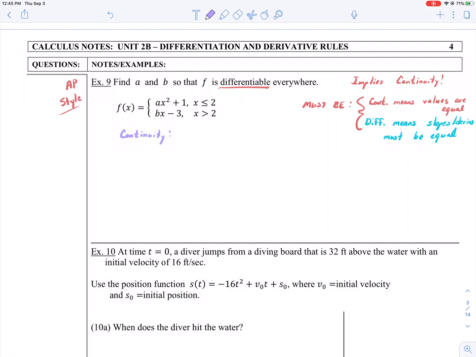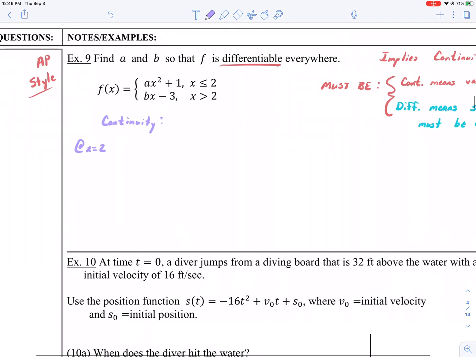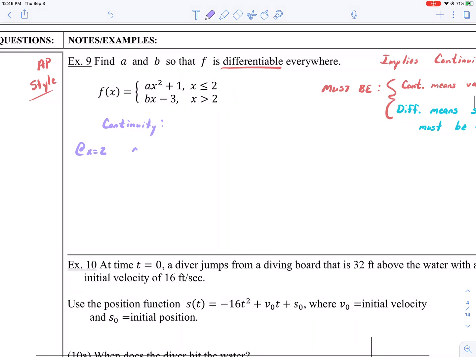Continuity. I'm worried about what's happening at x equals 2, because this is continuous by itself, and this is continuous by itself. These are polynomials, so I'm only worried about what's happening at 2. So I'm going to say that ax squared plus 1 has to be equal to bx minus 3. And now I'm going to plug in a 2 for x. So I'm going to have 4a plus 1 has to be equal to 2b minus 3. Now I still have two unknowns.